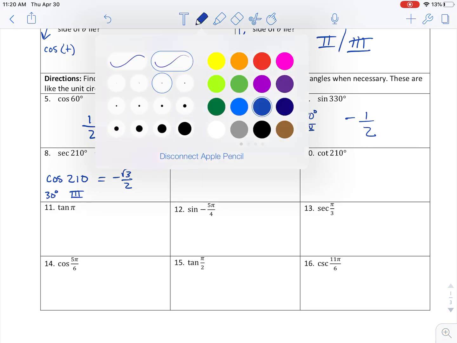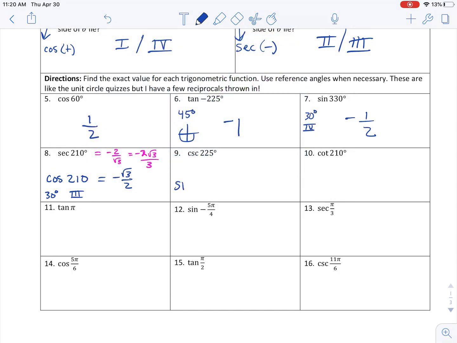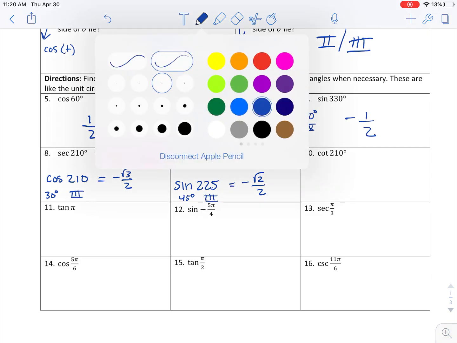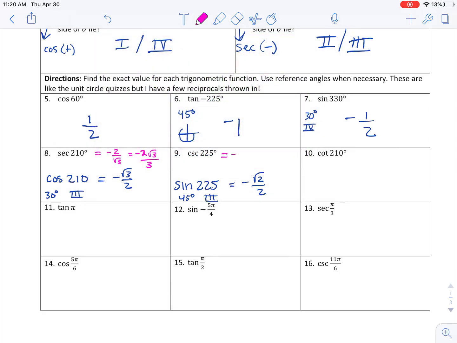Another reciprocal, I'm going to think of this as the sine of 225. This is a 45-degree reference angle. I know the sine of 45 is radical 2 over 2. 225 is in quadrant 3, where sine is negative. So as I do the reciprocal, I'm going to keep that negative and flip. As I rationalize, I get negative 2 radical 2 over 2, and I simplify to negative radical 2. Go ahead and circle these ones.